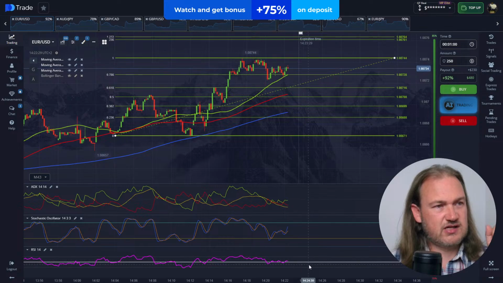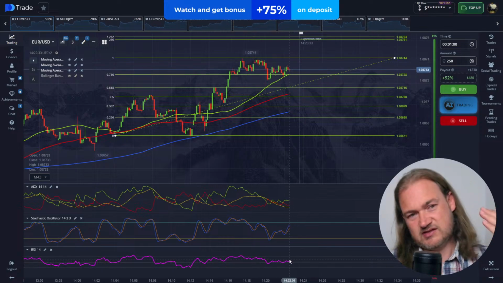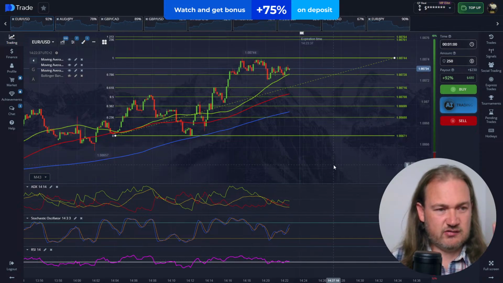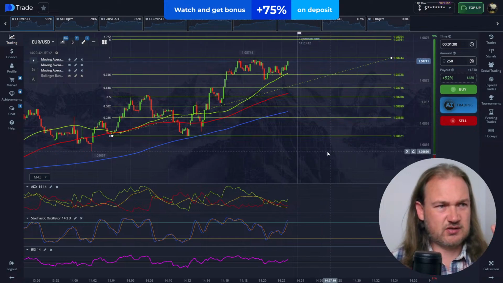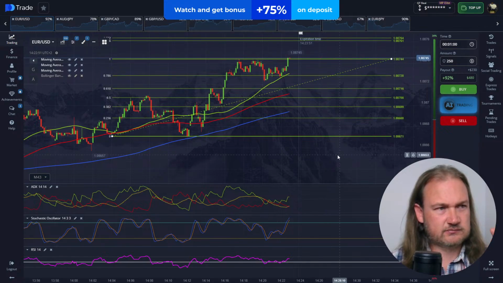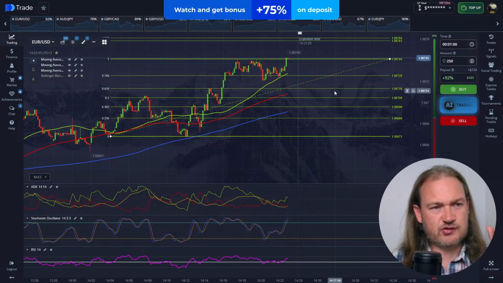RSI is also not clearing the middle line, although it's flirting with it. It's just over, just under, just over, just under. And this could go either way. But we don't try to predict what the market will do. We're merely trying to follow what the market is showing us, and then simply follow what the market is doing. Okay, there's a new high. So we are still continuing upwards.